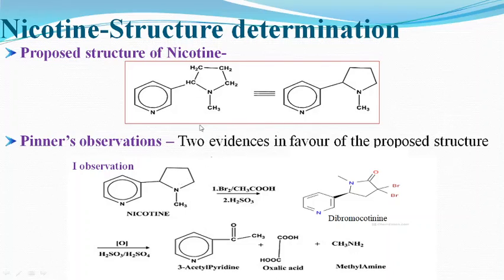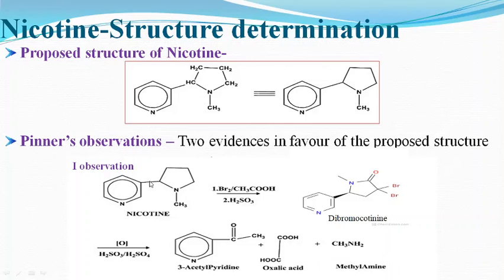This structure is further verified by the scientist Pinner. According to his observations, there are two evidences in favor of this proposed structure. The first observation: we have taken the proposed structure of nicotine, which will justify the products obtained in this reaction. First, nicotine is treated with bromine in the presence of glacial acetic acid, and secondly with sulfurous acid, yielding dibromocotinine. This is the structure of dibromocotinine, which on further oxidation with a mixture of sulfurous and sulfuric acid degrades into 3 compounds. First is 3-acetylpyridine, second is oxalic acid, and third is methylamine. By taking this structure, we can justify the following products.